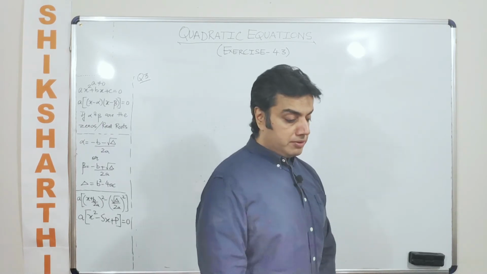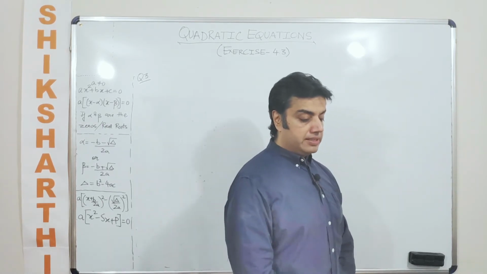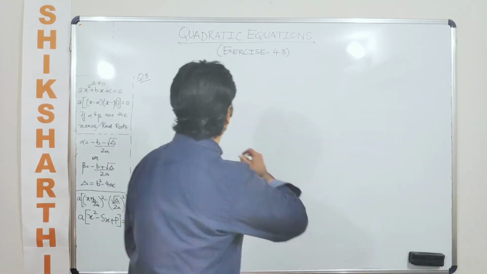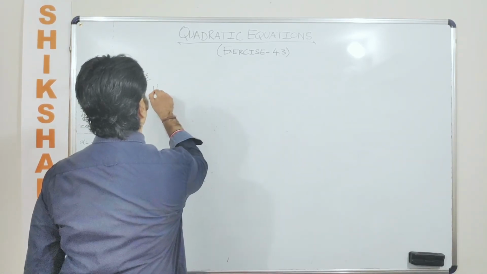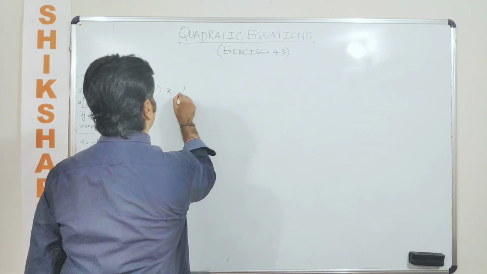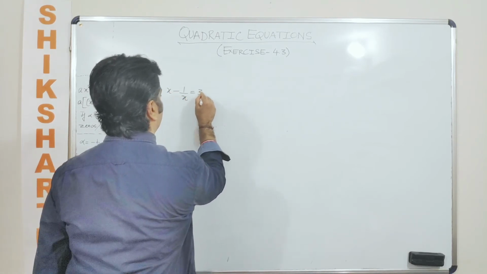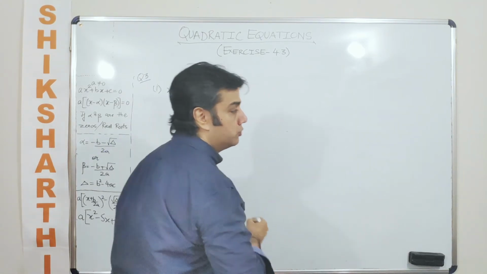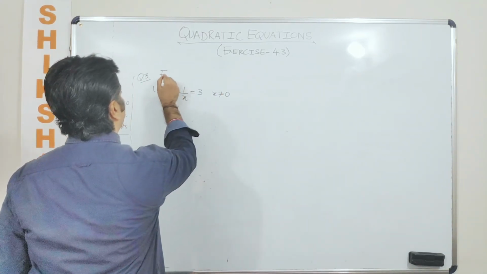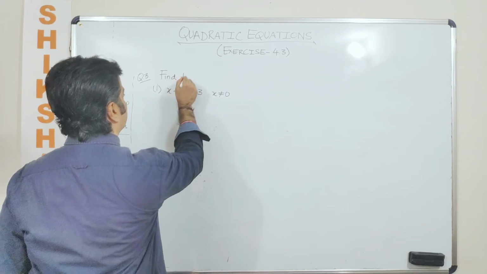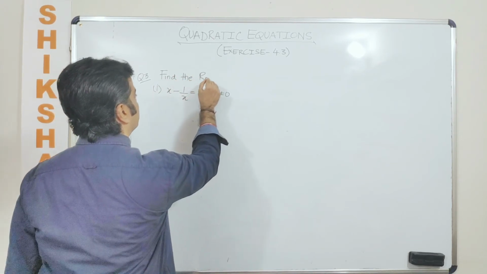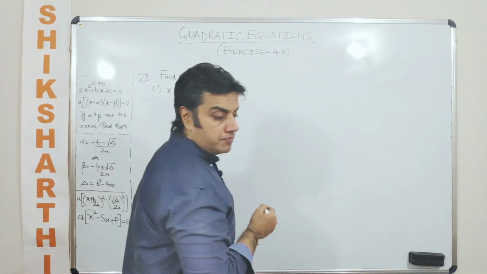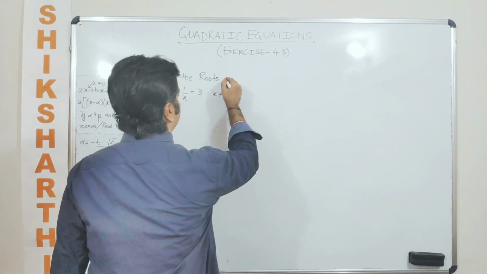So talking about question number 3, subpart 1, it says x minus 1 by x is equal to 3, for x being non-zero. And what is the question asking us to do? Find the roots of the following equations.